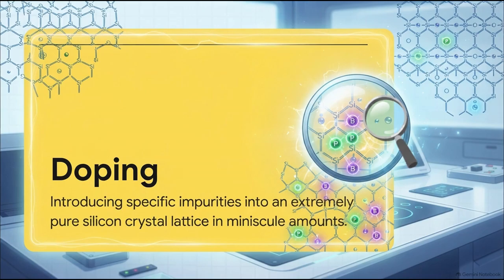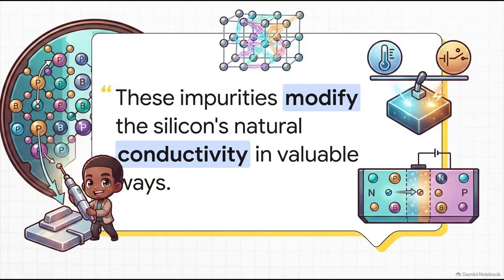We're talking about taking that perfectly pure silicon lattice and intentionally introducing foreign atoms. But this isn't just haphazardly throwing stuff in. It is done in minuscule, highly controlled quantities to engineer the exact electrical properties we need. As the folks over at WaferPro point out, these impurities modify the silicon's natural conductivity in incredibly valuable ways.